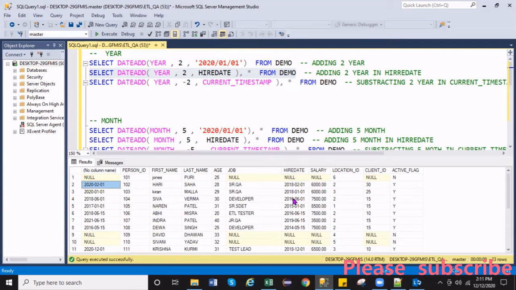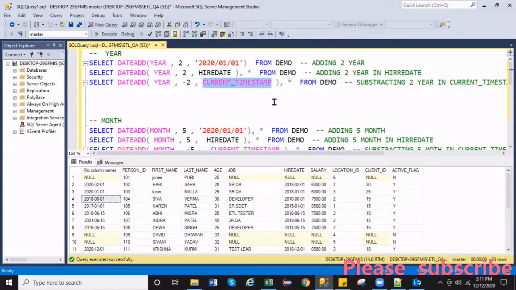Let's see another row. Here, the original hire date is 2016. I add 2, it makes 2018. So this function is used to find the specific day in real time. These are the functions we are going to use very often, right? So be careful. Remember, for example, next example, I would like to add 2 years, but -2 years in my current time system.